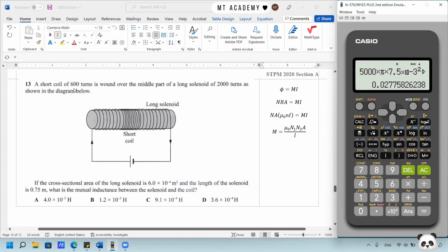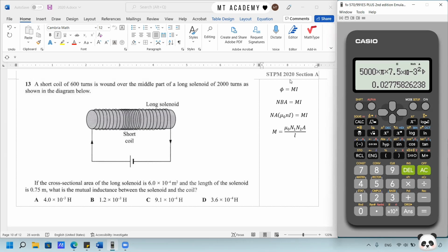A short coil of 600 turns is wound over the middle part of a long solenoid of 2,000 turns as shown in the diagram. If the area is 6 times 10 to the negative 4 meter squared and the length is 0.75 meter, what is the mutual inductance between the solenoid and the coil? If you can remember the formula of the mutual inductance, that is good. But for me, I prefer to do the derivation.